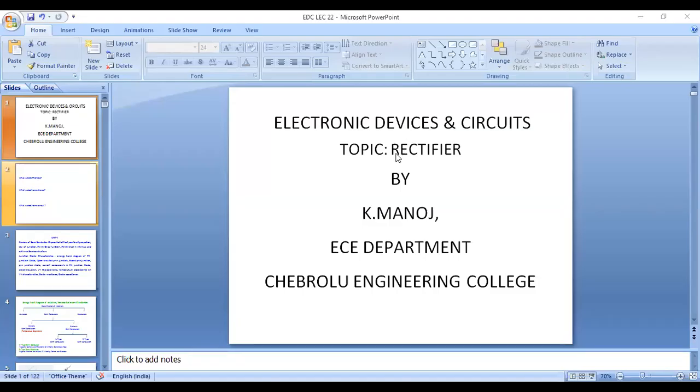So till now we have seen the operation of half-wave rectifier, full-wave rectifier and bridge rectifier. In this class we're going to analyze the characteristics of the half-wave rectifier circuit.